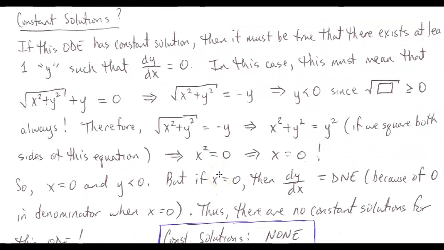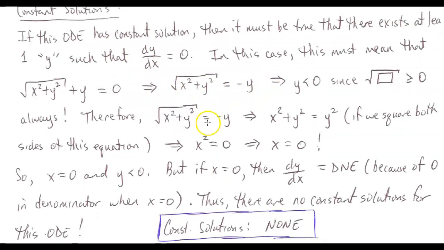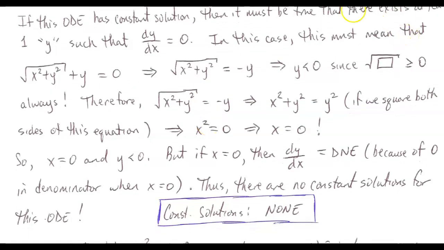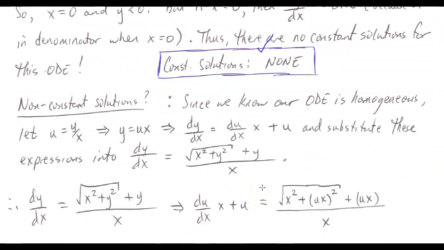Now, of course, I'll go into a little bit more detail on this, basically writing out what I said as to the reason why we can't have any constant solutions here. But the main idea is that we don't have any constant solutions. It's just not possible for this. So now we're going to look for non-constant solutions.